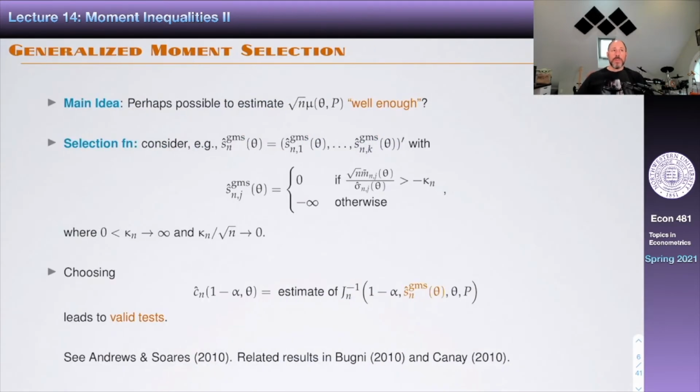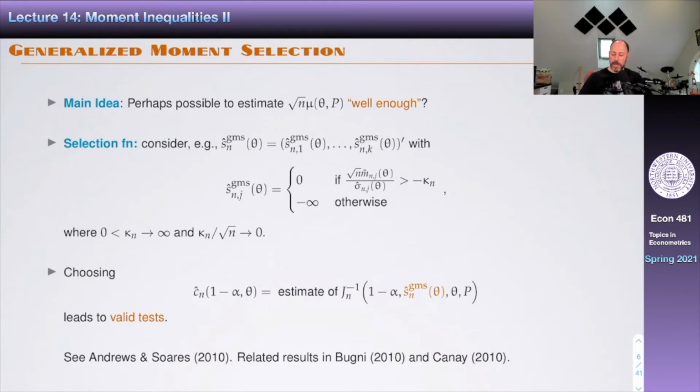So we're going to move to the so-called generalized moment selection. What's the main idea? The main idea is that perhaps you can say something about square root n mu. I wrote here well enough. And we're going to do this by trying to determine whether square root n mu is close to 0 or far from 0. We're going to use a selection function for that. I'm going to call that selection function GMS. GMS stands for generalized moment selection.